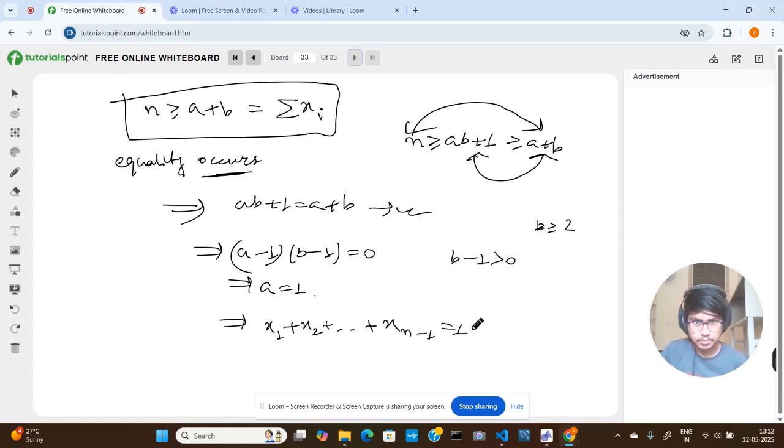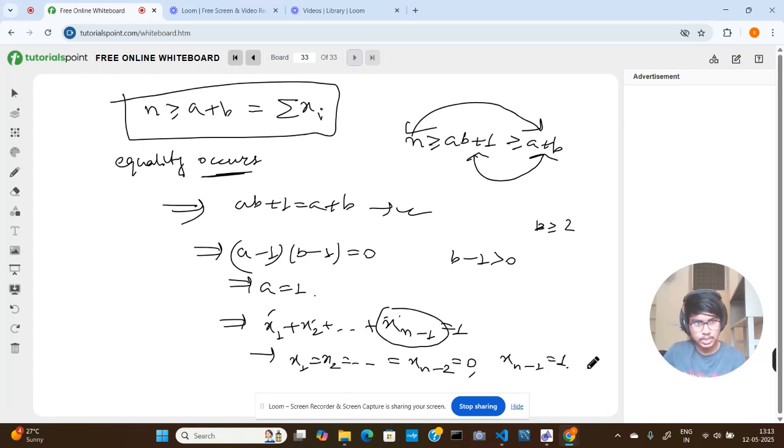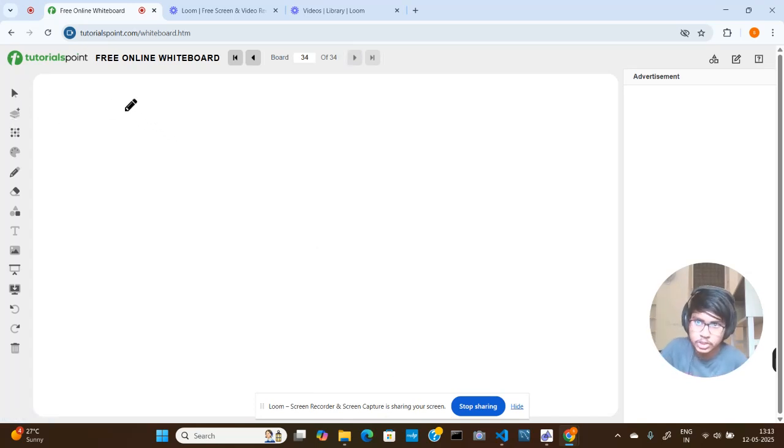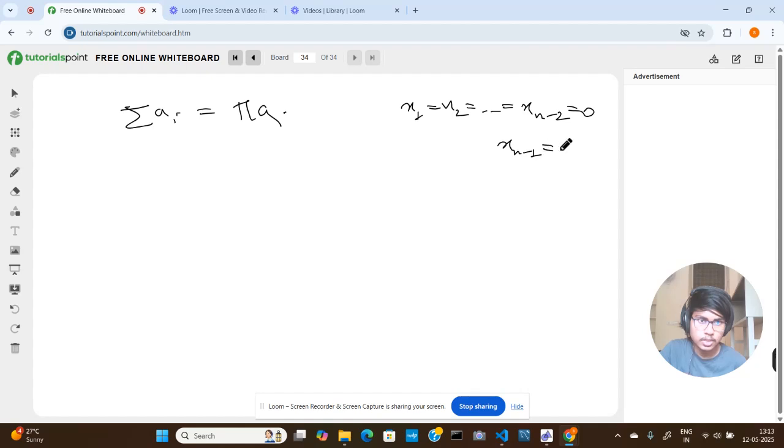Now when can this happen? Remember, these are all positive integers. Now, we know xn minus 1 is the largest among them. This can only happen when x1 equal to x2 and so on up to xn minus 2 equal to 0 and xn minus 1 equal to 1. Because xn minus 1 is the largest, only one of them will be equal to 1 and all of the others will be equal to 0. So for equality to happen, we must have this to be true. And we must also have the sum of ai equal to product of ai. Okay, so we have x1 equal to x2 equal to so on up to xn minus 2 equal to 0, xn minus 1 equal to 1.